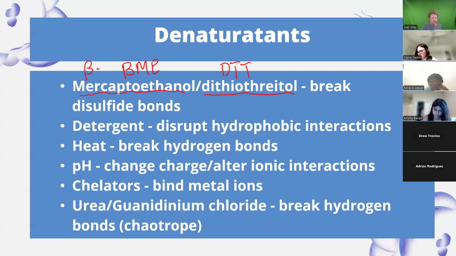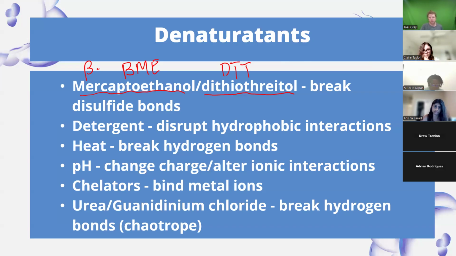What that means is that if you had a protein and you heated it up and you did a bunch of other stuff to it, if you didn't add dithiothreitol or beta mercaptoethanol, you're not going to break that disulfide bond. Because think about it like this: if you can break a covalent bond with heat, what's that going to do to the primary structure of your protein?